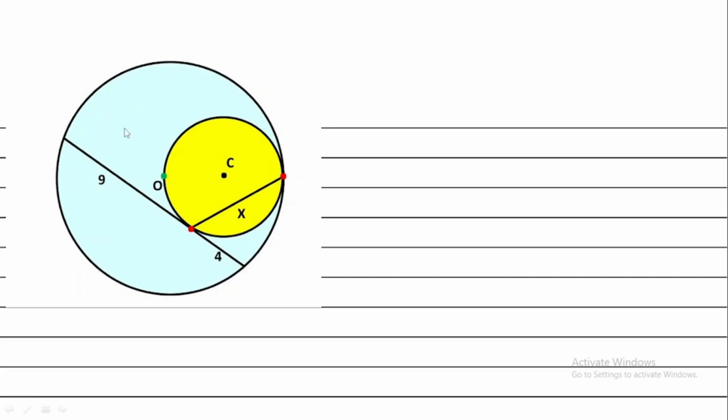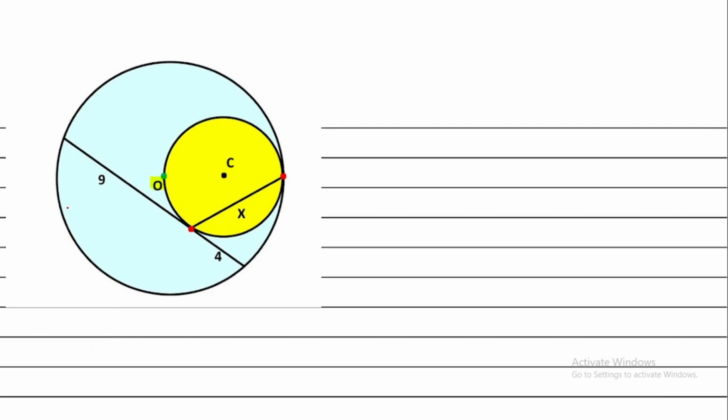In this question, we have been given a bigger circle and a smaller circle. The bigger circle's center is O, which is given in the question. So let us mark these points. This O is the center of the bigger circle and this C is the center of the smaller circle.